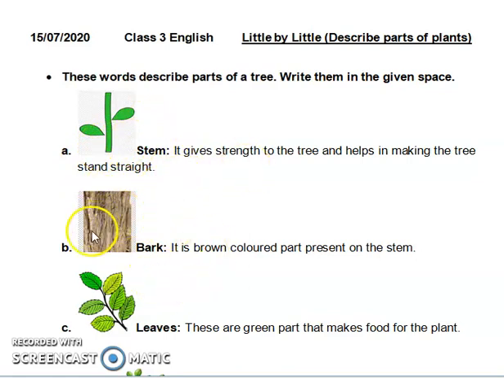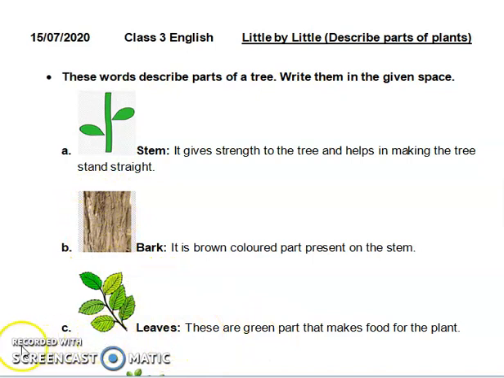Okay. Next, part B is bark. Bark means it is a brown colored part present on the stem. So the tree which is very big has a trunk. Stem becomes a trunk. So the upper brown, rough part is known as bark. It is on the stem part.